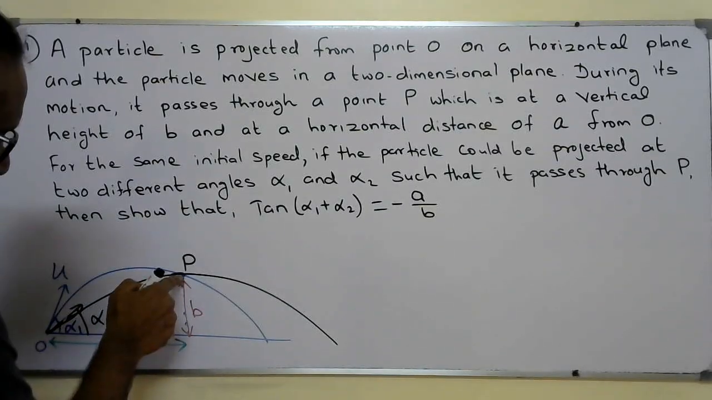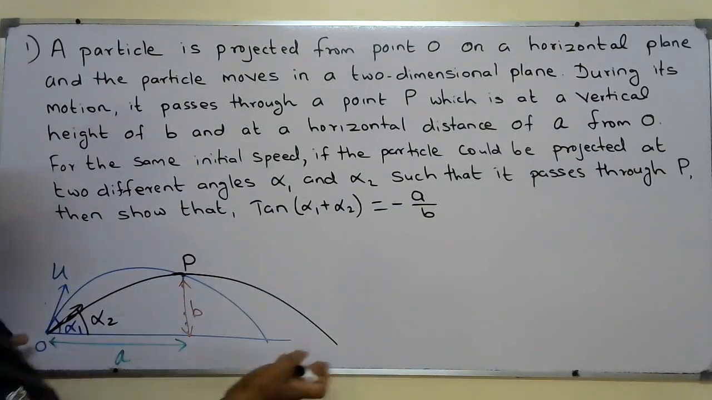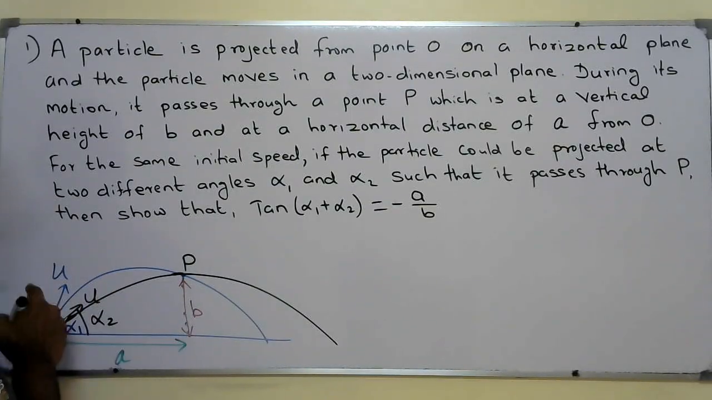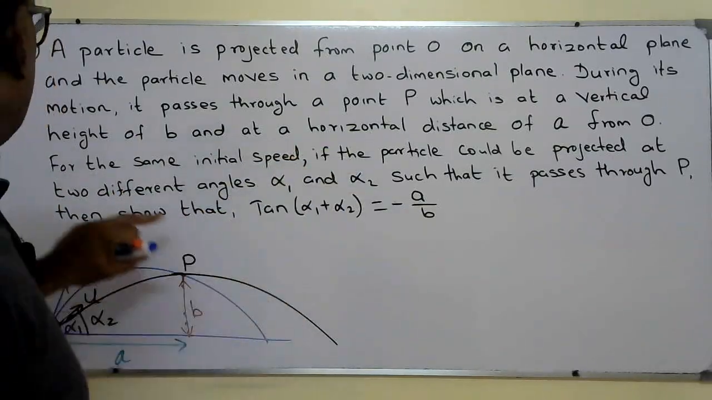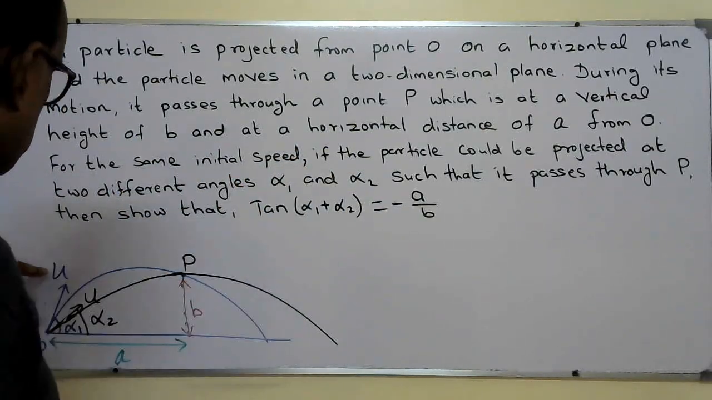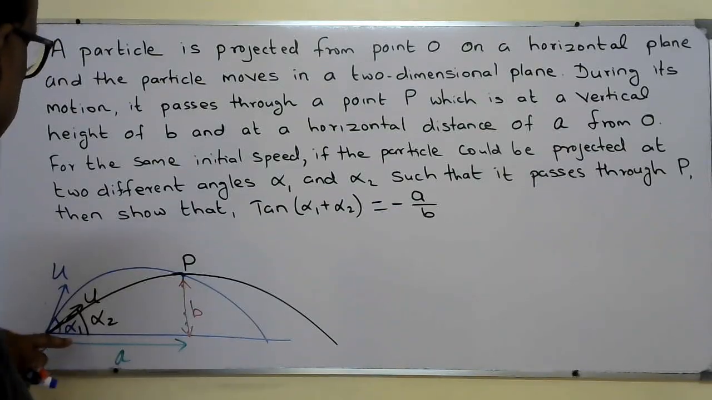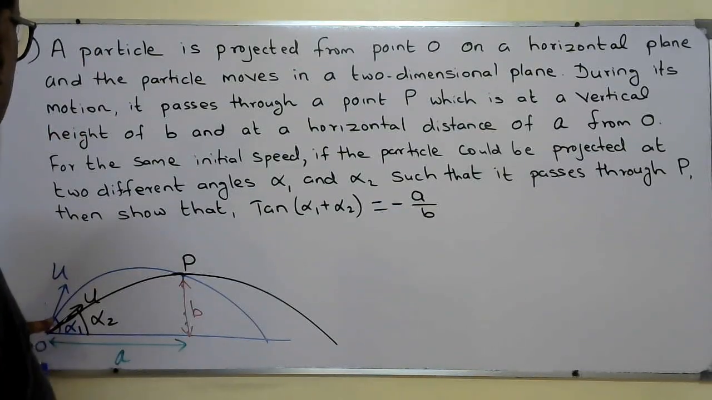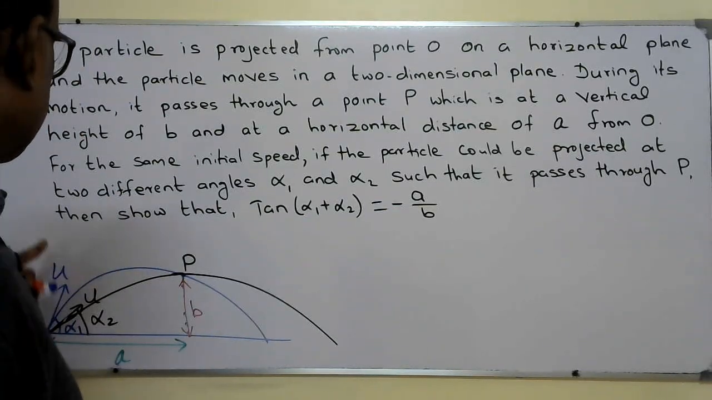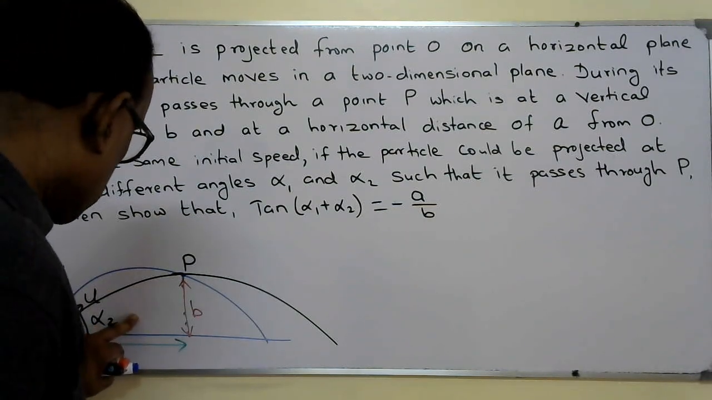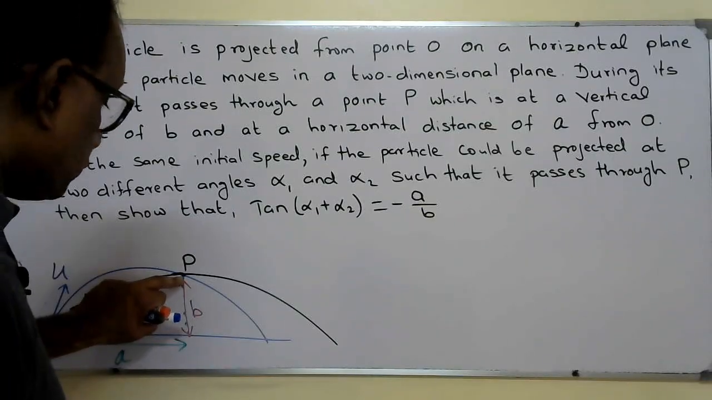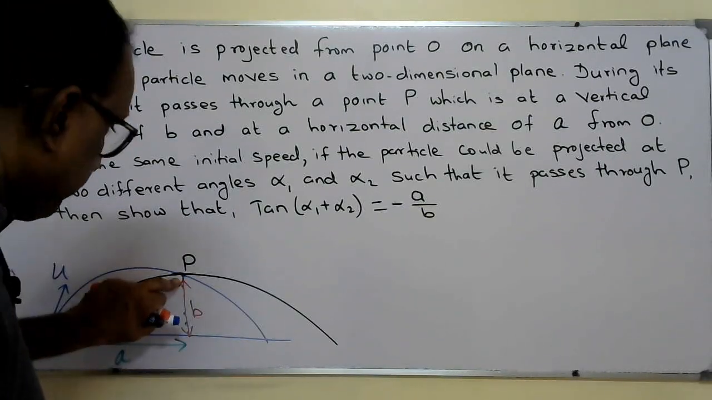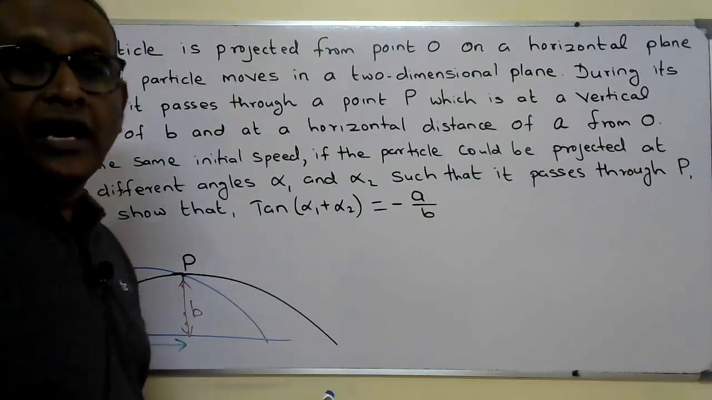Both are passing through the same point P, but they have different ranges. The ranges will be different, but both have the same initial speed U, that's what the question says. The first projectile is projected at alpha 1 at speed U, the second projectile at angle alpha 2, the same speed U. Both could pass through point P, but they could have different ranges.